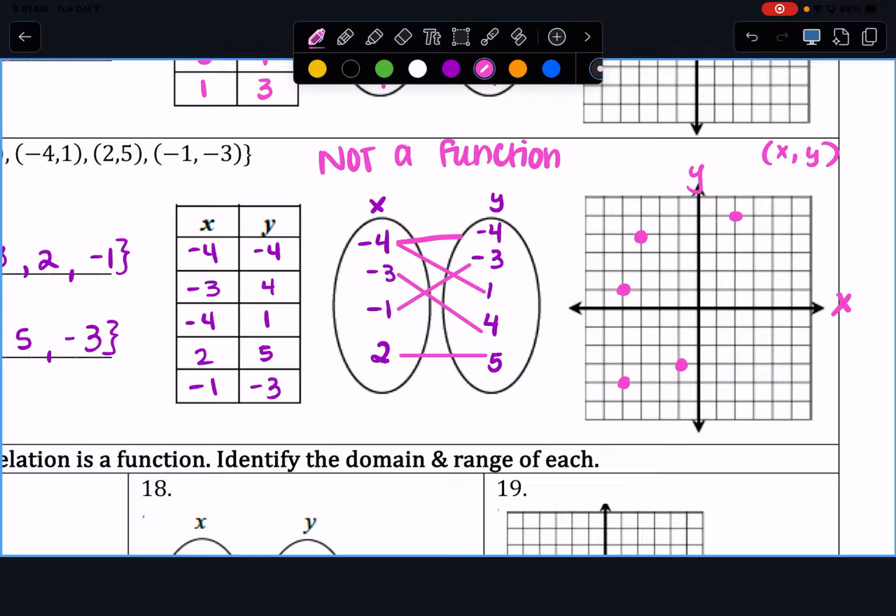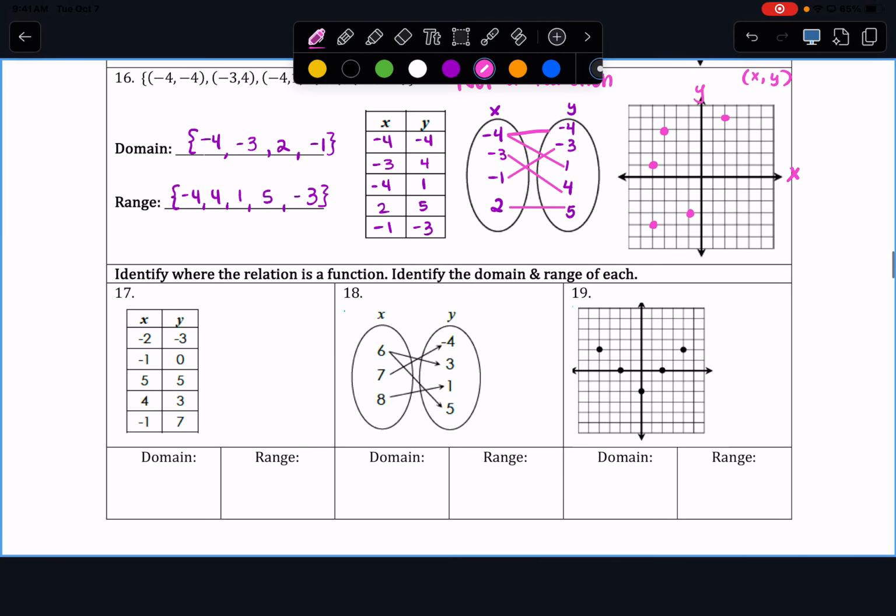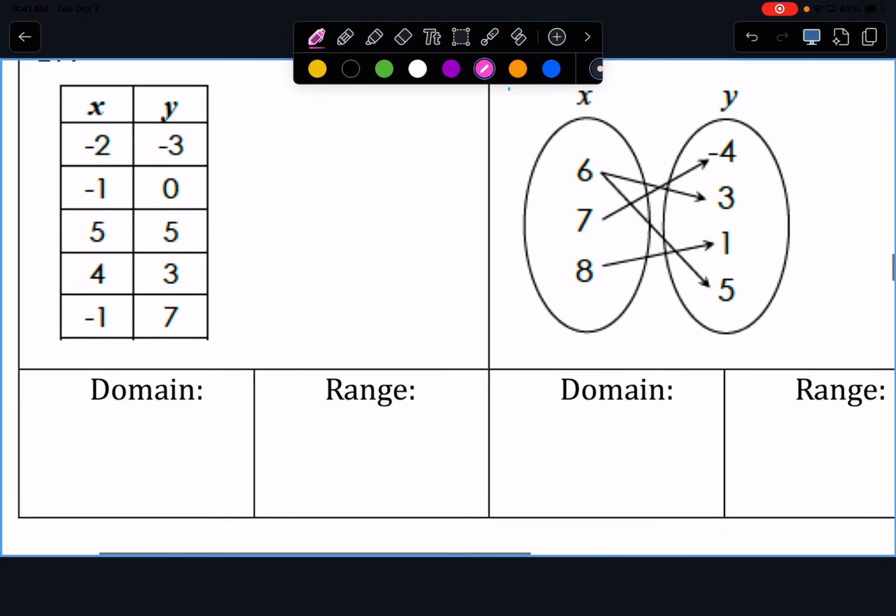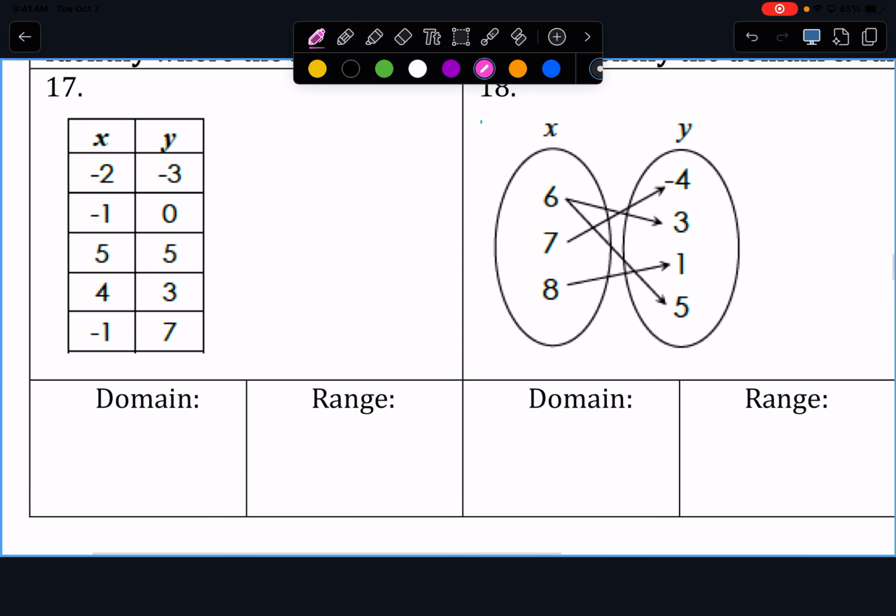All right. Now we are going to look at 17, 18, and 19, and then we're going to call it a day for today. So for 17, is 17 a function, yes or no? No, there's 2 -1s. There are 2 -1s. So that makes it not a function.